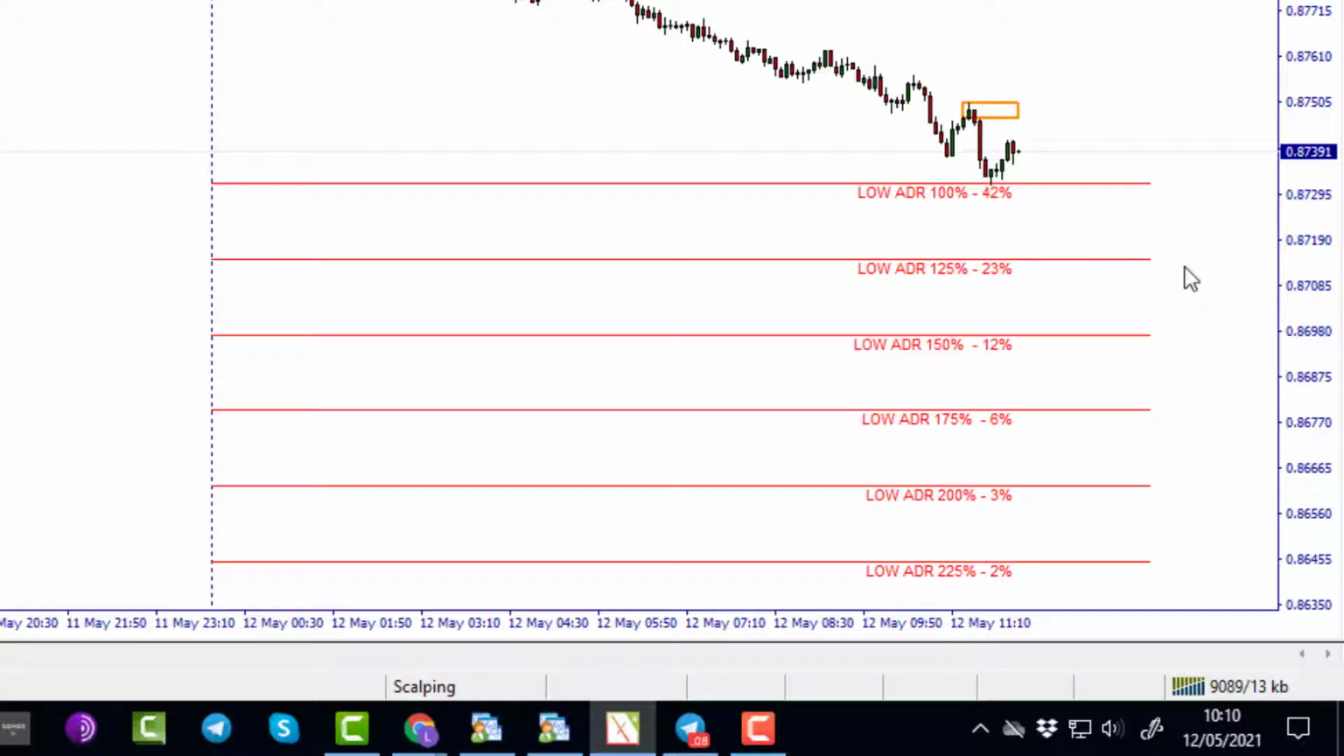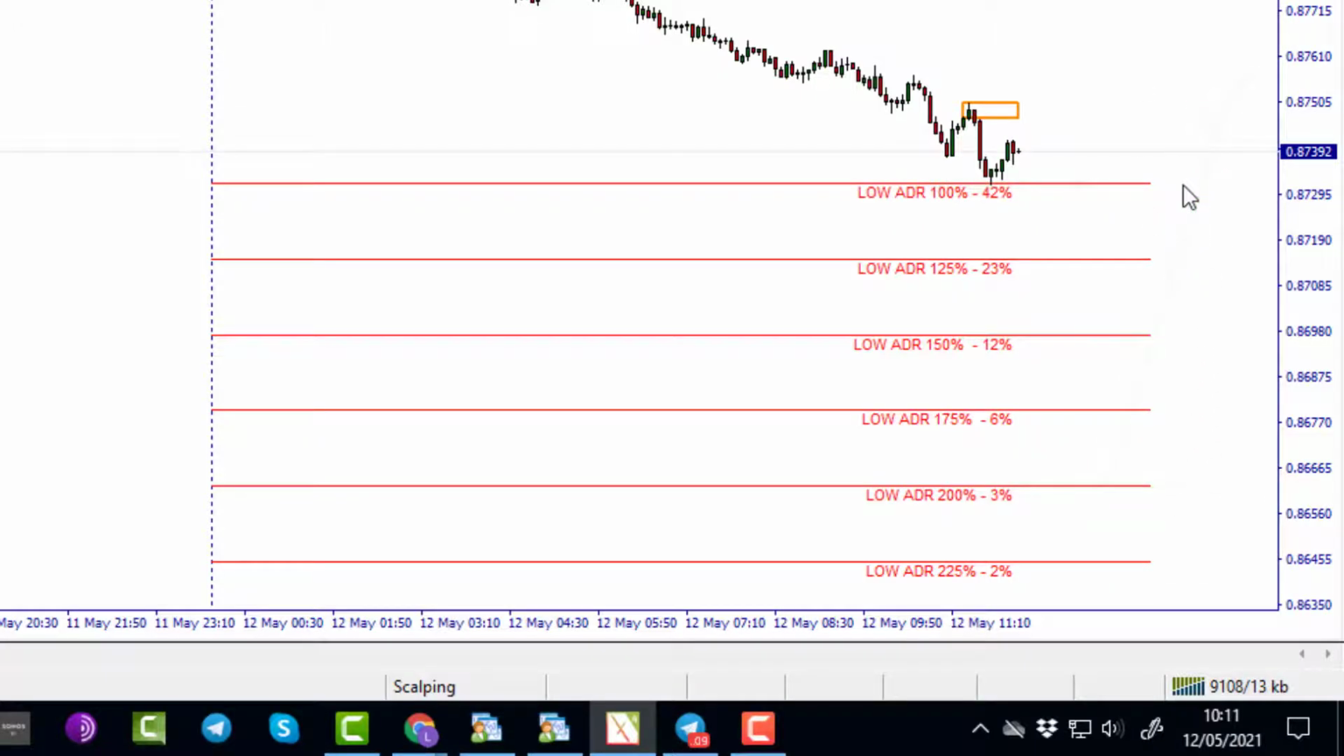You can also spread your entries further apart. So you could say, I'm just going to get in at 100% of ADR, and then I'm going to get in at 150 and 200, and I'm going to spread my entries wider apart. So you would only have 3 entries, and if price got down to the 200% ADR level, there's only a 3% chance of it exceeding that. So therefore, the chances of it pulling back are going to be extremely high, and you'll only have 3 positions in the market rather than 5. So the drawdown will be less.